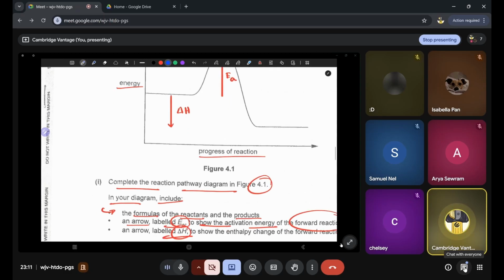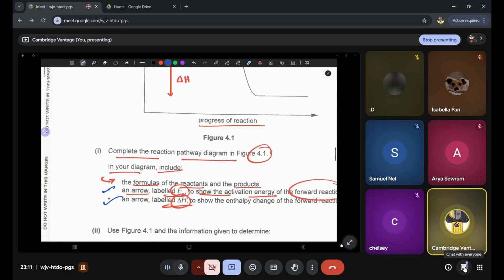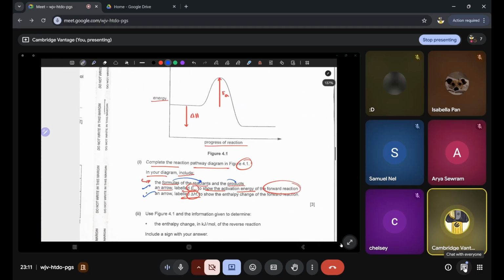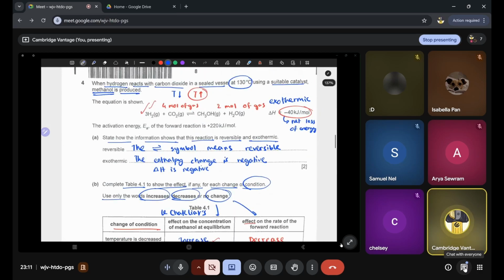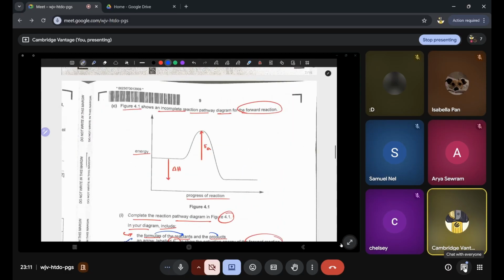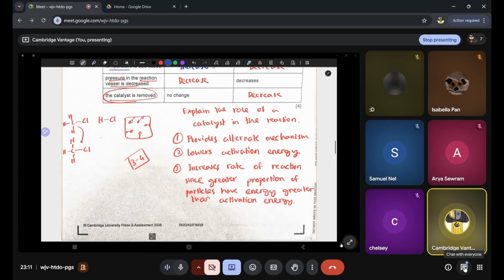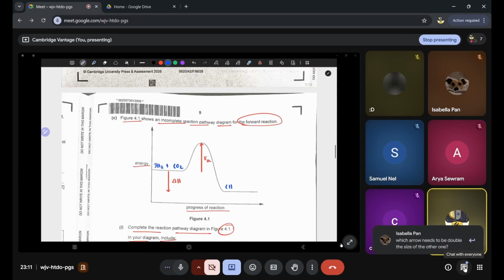All right, so these are the activation energy and enthalpy changes, and they also asked you to write down the formulas of reactants and products, and this is just this reaction over here. So all you'd have to do is just copy these down over here. So 3H2 plus CO2, and it produces CH3OH and H2O. And when you write this down, it will be fine.